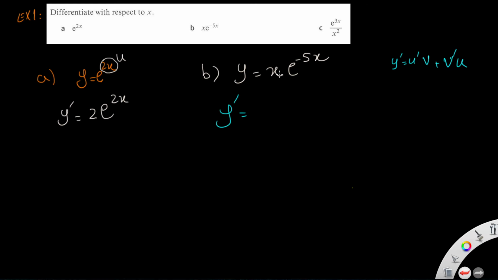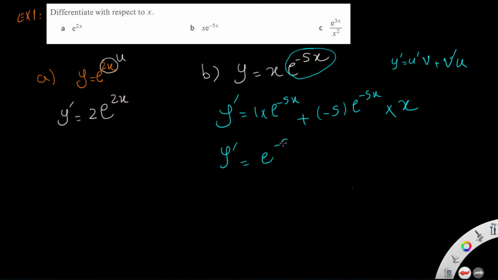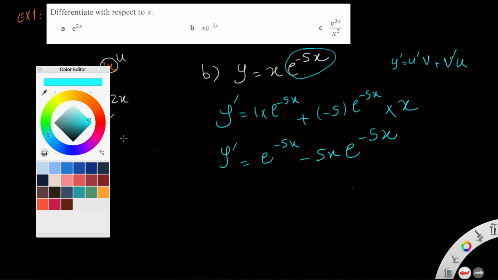The differentiation of x is 1, so 1 times e to the power of minus 5x, plus the differentiation of this. The differentiation of this expression is actually the rule we just learned: differentiation of the power, negative 5, e to the power of negative 5x, now times x. Then it becomes e to the power of negative 5x minus 5x e to the power of negative 5x.